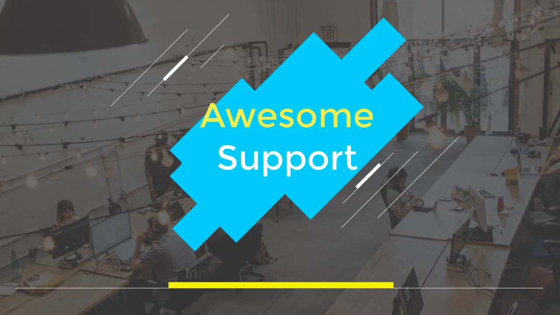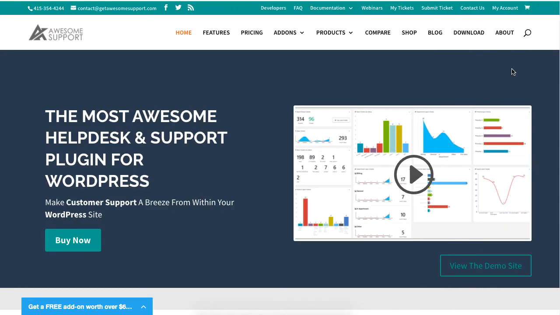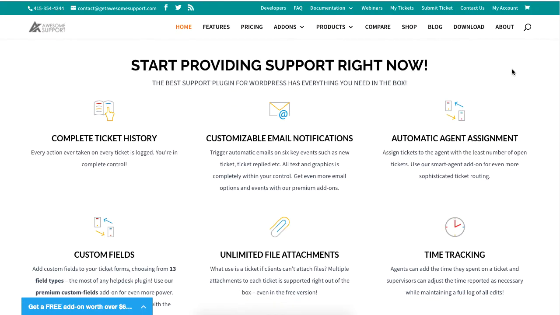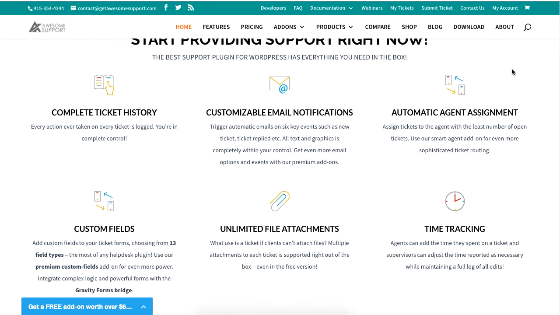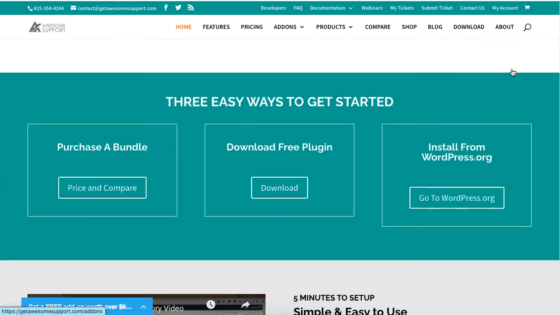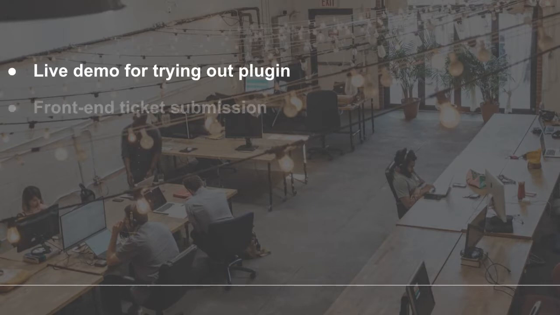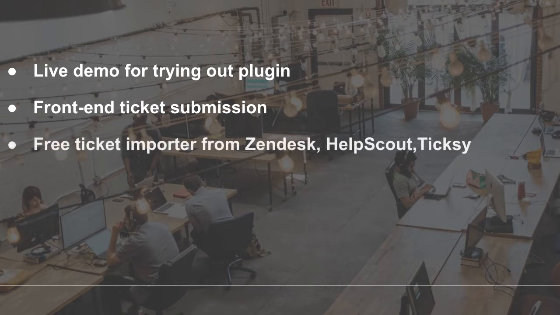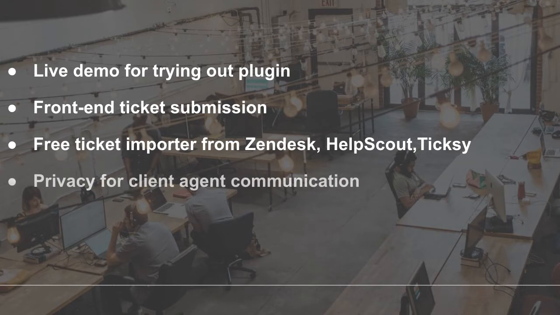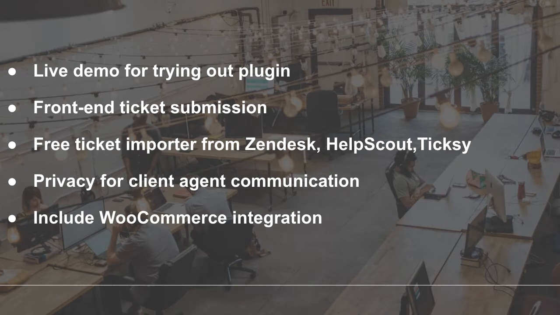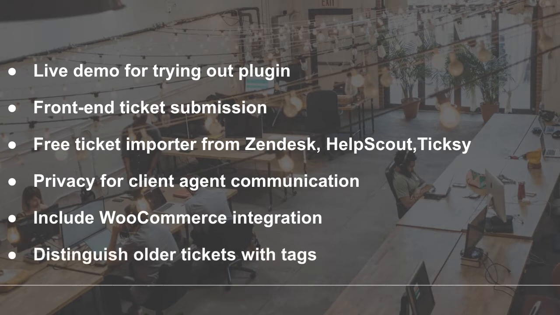Awesome Support is a resourceful and feature-rich support plugin for WordPress users. It can match features of a SaaS solution such as Zendesk and Help Scout. Features include live demo for trying out the plugin, front-end ticket submission, free ticket importer from Zendesk, Help Scout, and Tixie. There is also privacy for client and agent communication. It's also possible to integrate WooCommerce. Lastly, you can distinguish older tickets using tags.